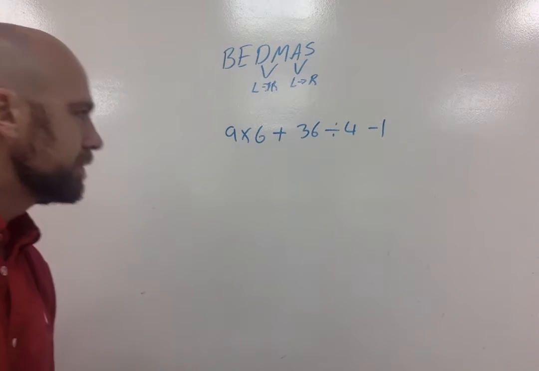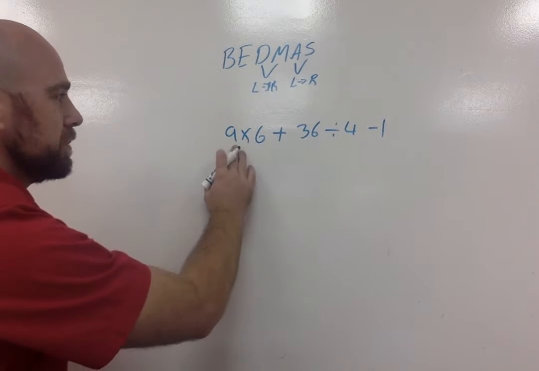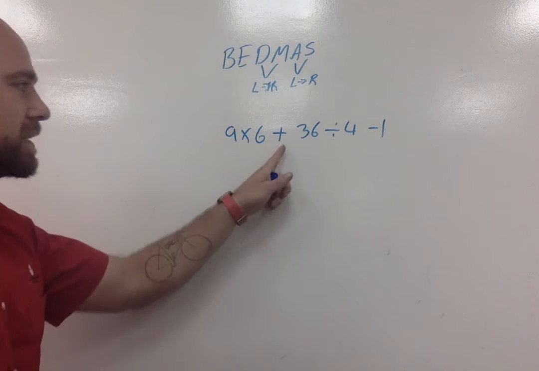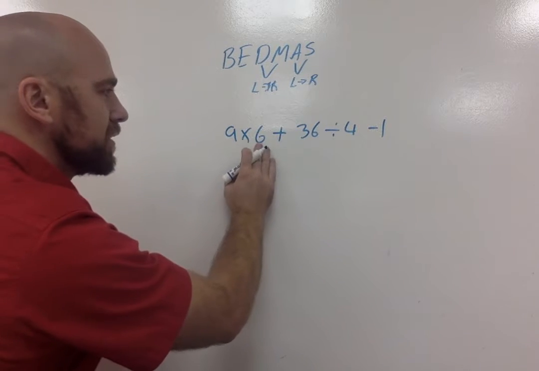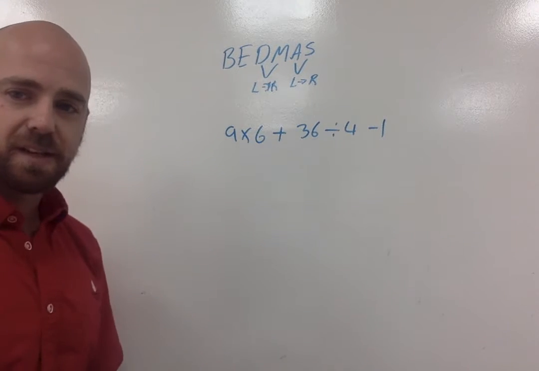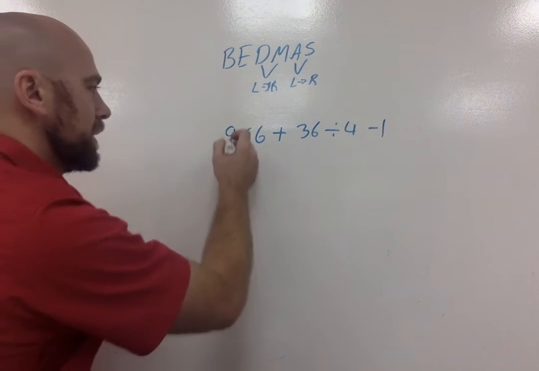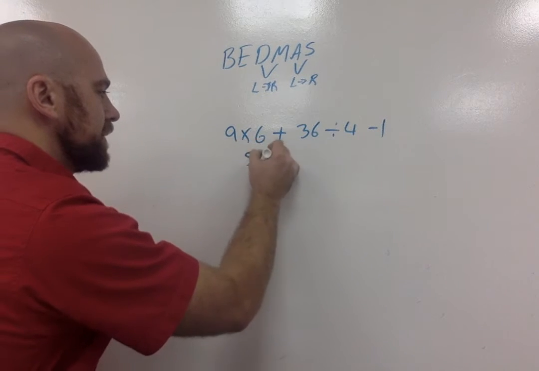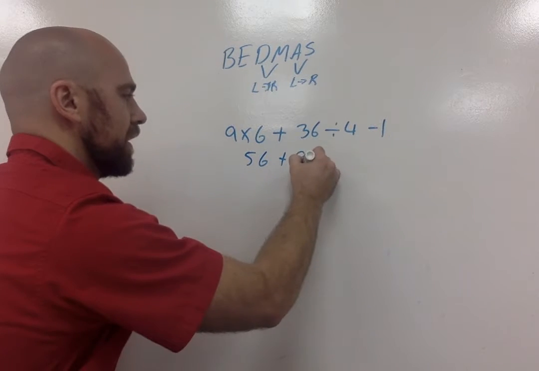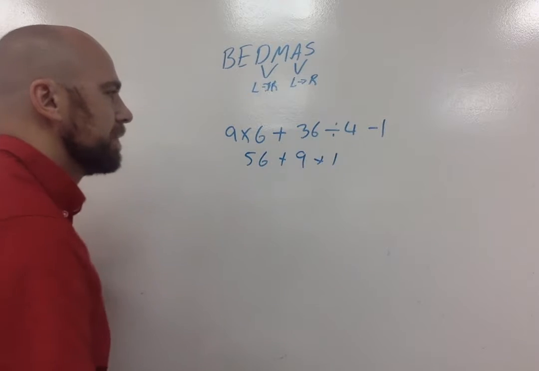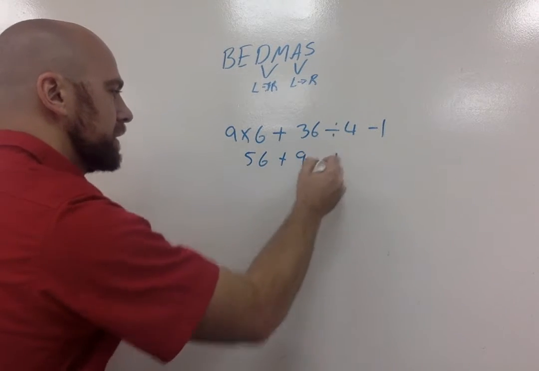Okay, so for calculating the answer here, I'm actually able to do both of these at the same time because they are separated by an addition sign. So I am not having to interfere with 6 and 36. So I can do my multiplication and my division at the exact same time. This gives me 56 plus 36 divided by 4 gives me 9, plus 1, minus 1 would be 8.